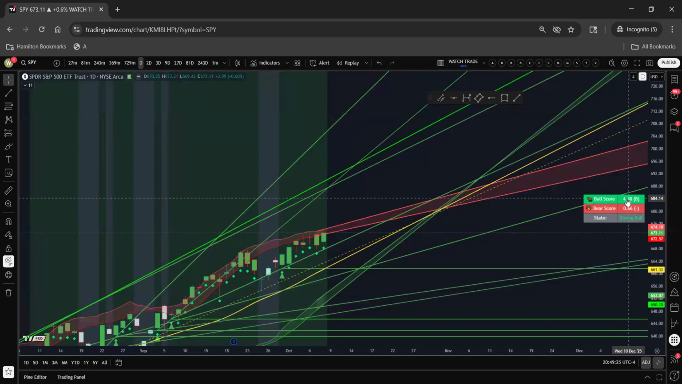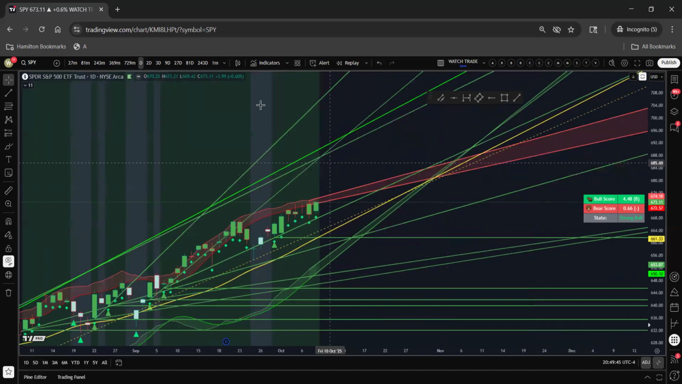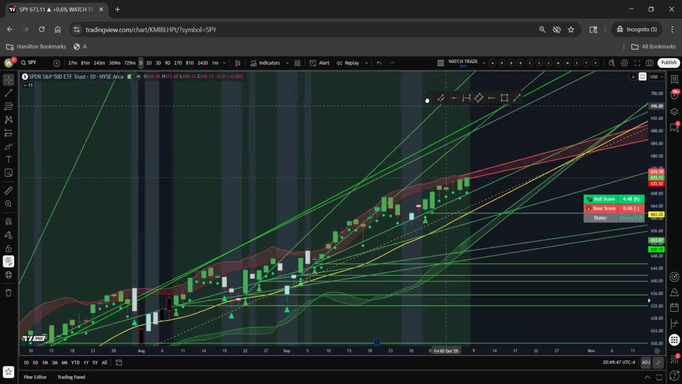As you can see, this is also part of AI machine learning. This scanner is going to let you know the score of bullishness versus bearishness. This is a bullish setup. It's strong bullish right now. All right, so yeah, that's pretty much this indicator.